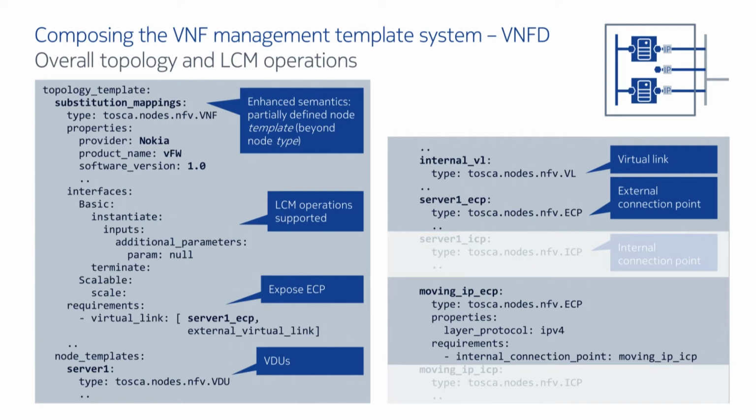The other part, the node templates part, simply lists all the nodes in the graph and their relationships. They are not really detailed in this example. But just to say what it is, for example, server 1, the upper one, is a VDU, and when the VNF is deployed to the cloud, it will become a server, as I mentioned.